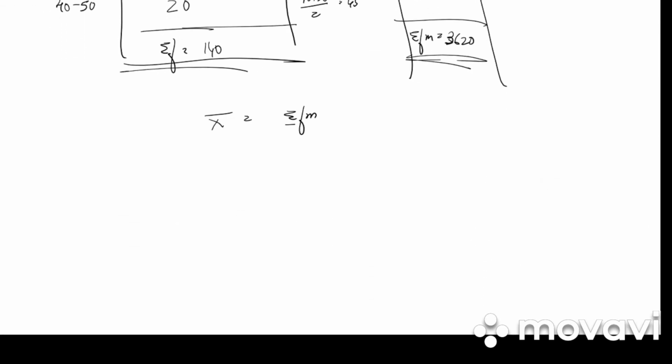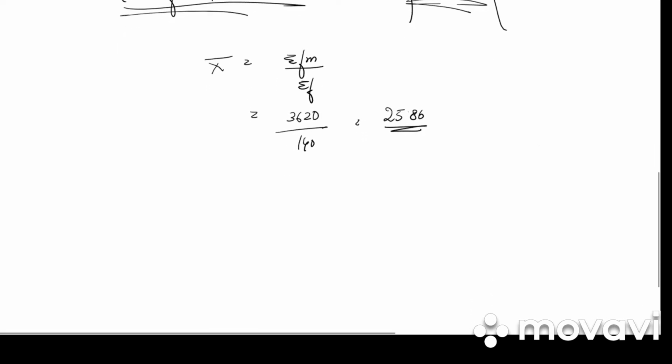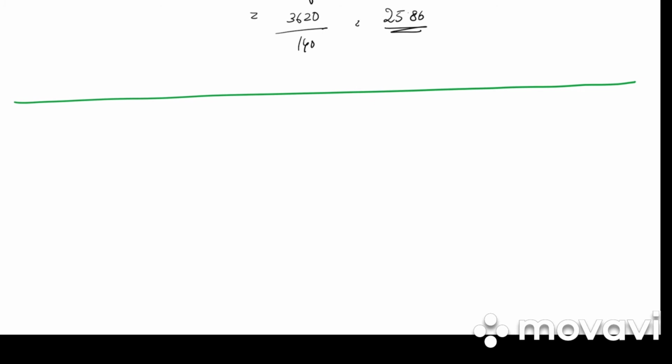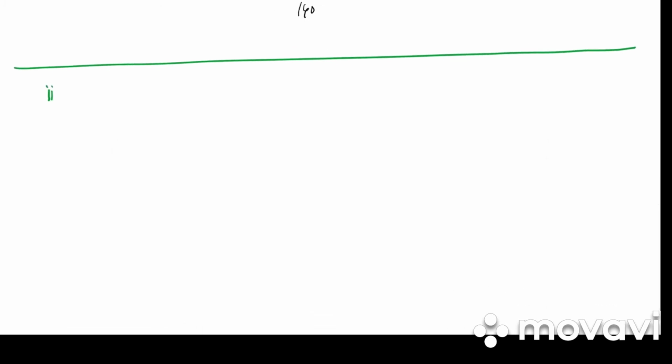So how do we calculate arithmetic mean? It is summation fm divided by summation f. So what is summation fm? 3620 divided by 140. We'll get 25.86. So what is the mean? Mean is 25.86. So this is the direct method where we need to find out the middle value and then only multiply f into m. Write down the second one.